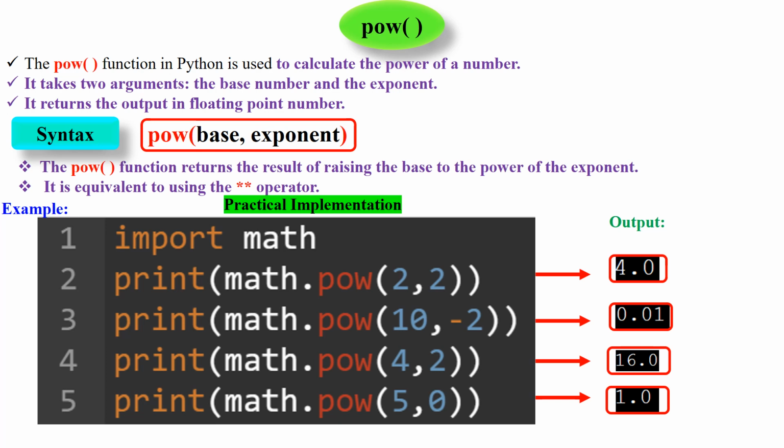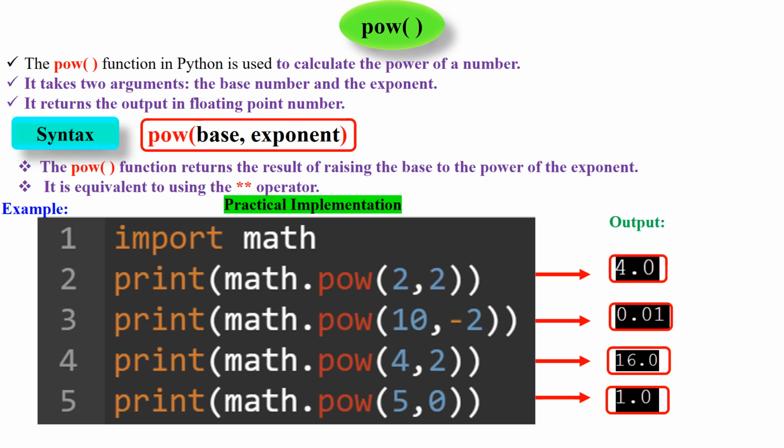In line 3, this statement calculates 10 raised to the power of minus 2. The pow function supports both positive and negative exponents. In this case, 10 raised to the power of minus 2 is equal to 0.01 and is printed.